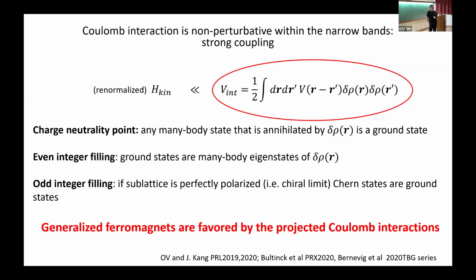For those of you who studied the Hubbard model, that's not what happens. You're used to antiferromagnetism in the Hubbard model. Now, why does that not happen here? Well, it doesn't happen here because the density operator is projected onto much more complicated wave functions of those narrow bands than in the Hubbard model.